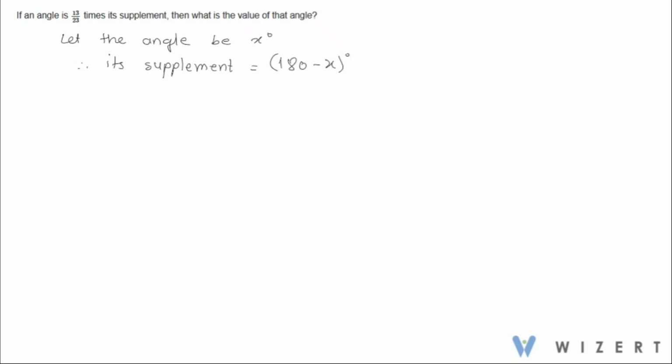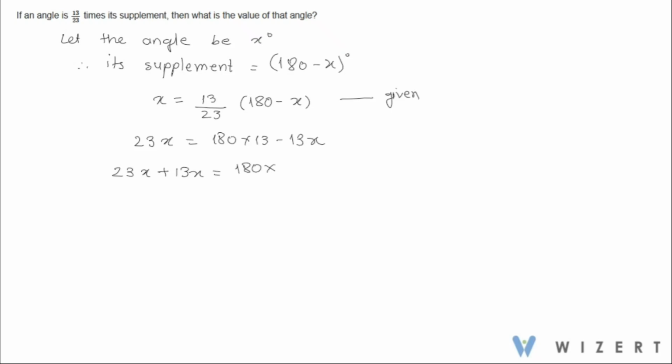So if an angle is 13 by 23 times its supplement, so let's see, x is equal to 13 by 23 times its supplement. This is given. So we have to find the angle, that is x we have to find. So we can take 23 to the other side and we have 23x equal to 180 into 13 minus 13x. Therefore, let's take this 13x over to this side. We have 23x plus 13x equal to 180 into 13.